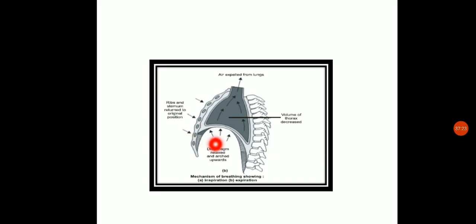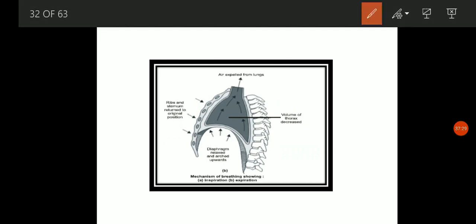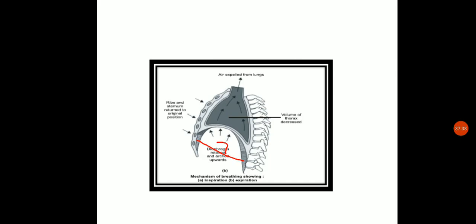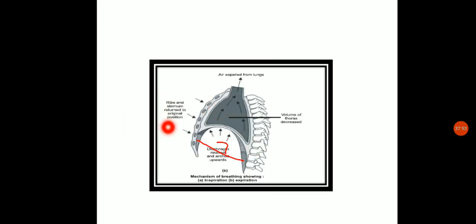This diaphragm was flattened, but due to the relaxation of the radial muscles, the diaphragm got its own shape again, that is dome shaped, and hence the volume decreases again. At the same time, the relaxation of the intercostal muscles will also occur. The relaxation of these intercostal muscles will be responsible for the downward movement of the sternum and the ribs, and the inward movement of the ribs.